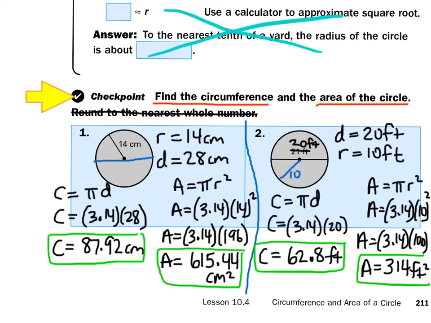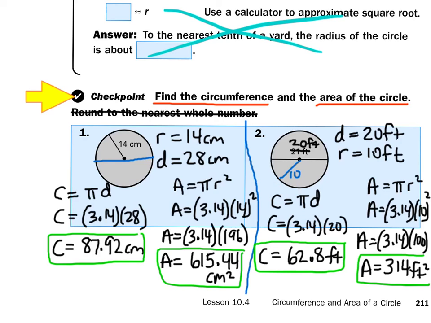Look what they gave us. I want you to change something. See how they gave us the diameter is 21 feet? I want you to cross that out and put 20 feet. And so if the diameter is 20 feet all the way across, the radius is only half of that, so that's 10 feet across. And so let's do circumference first.